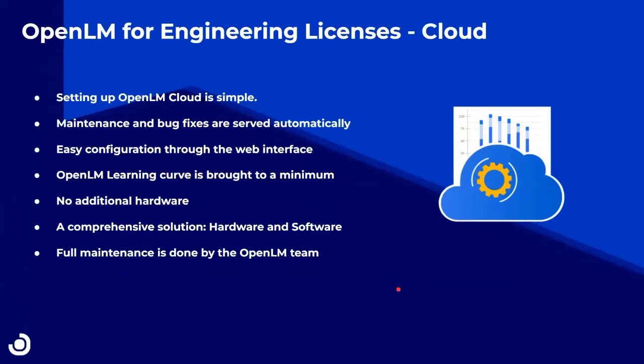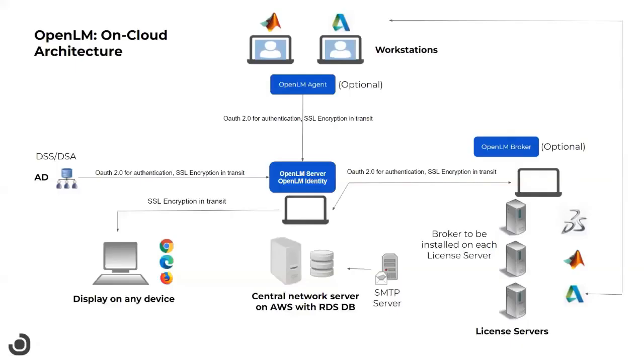Now, whatever we discussed till now was the deployment architecture of OpenLM for engineering licenses, the on-premise version. Now we will talk about the cloud version. So first of all, let me take you to the next slide, which is the on-cloud architecture. So components are the same, everything is the same, functionality is the same. The only difference is how you deploy it.